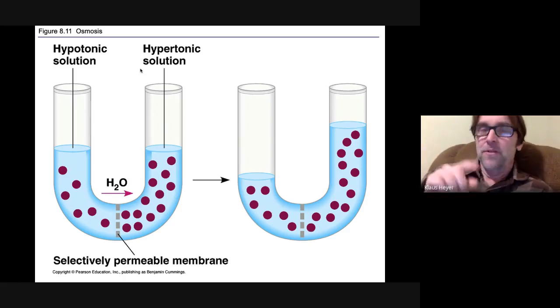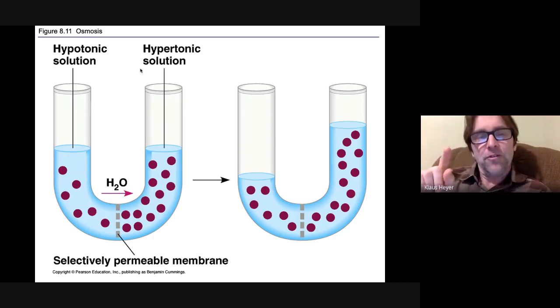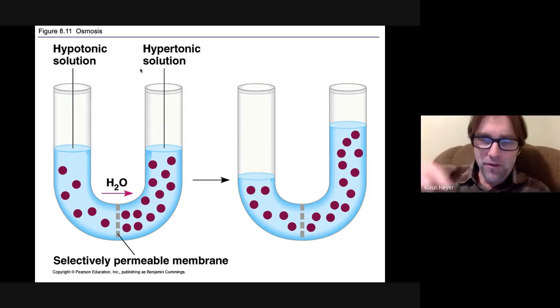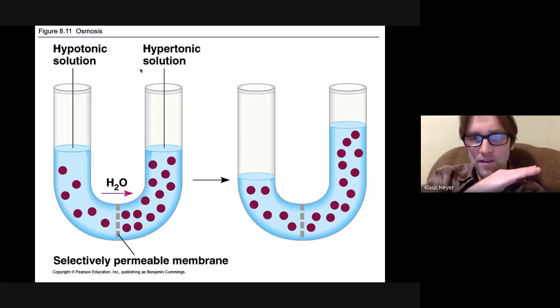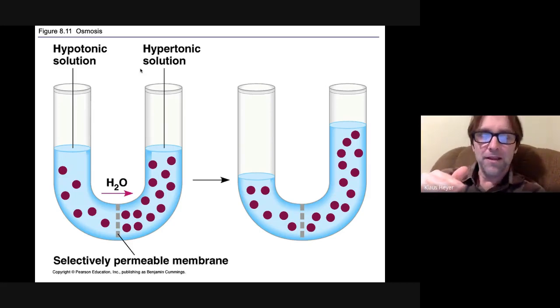Take your blood, for example. Your blood's salty. It's a little bit less than 1% salt, 0.9% salt. So inside your blood cells, your red blood cells, is 0.9% salt. Outside of your blood cells, in the plasma, the liquid that the blood cells float in, that's also 0.9% salt. It's equal. So the salt in your blood cells and the salt outside of your blood cells is exactly equal. And you want it to be like that.